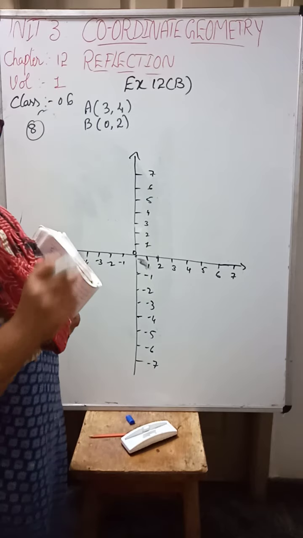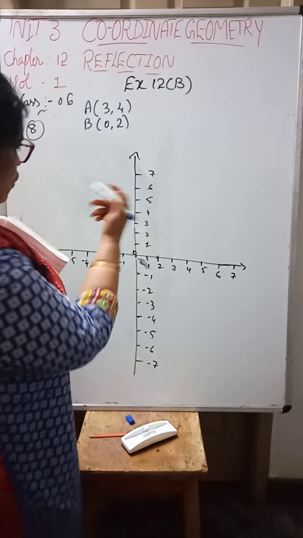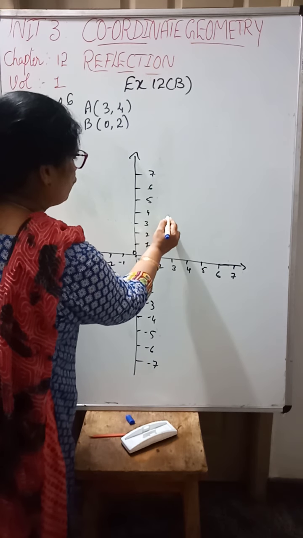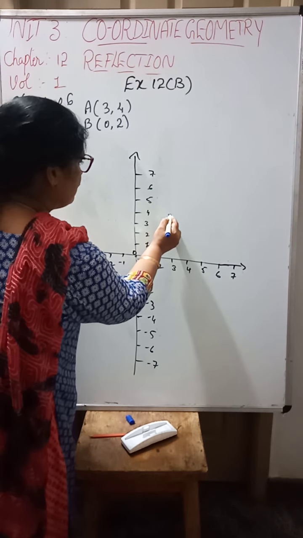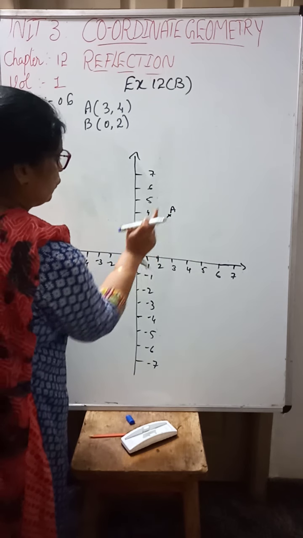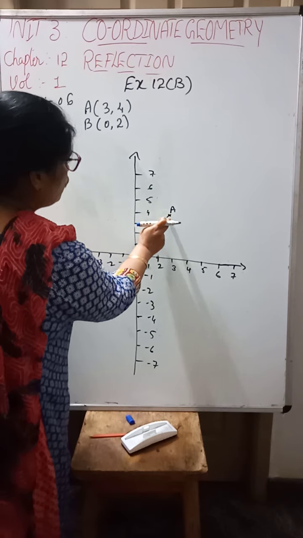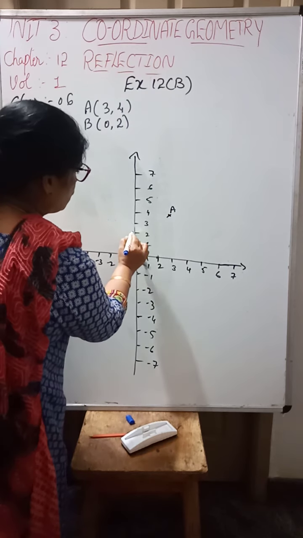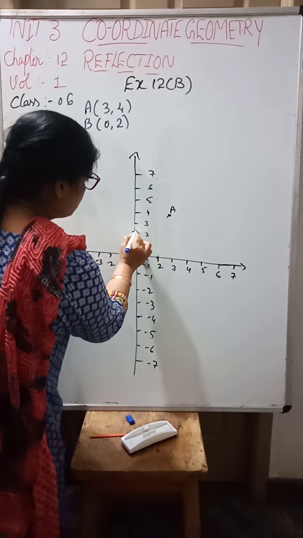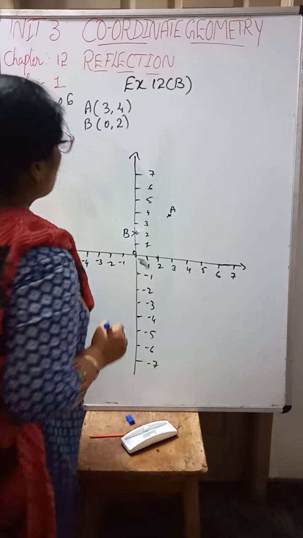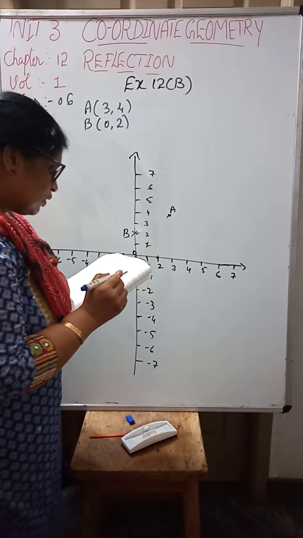Let us locate A and B on our graph. A is (3, 4). I am explaining carefully. Look at the board. A (3, 4). B (0, 2) means on the y-axis itself. This is B (0, 2). Now the question starts.